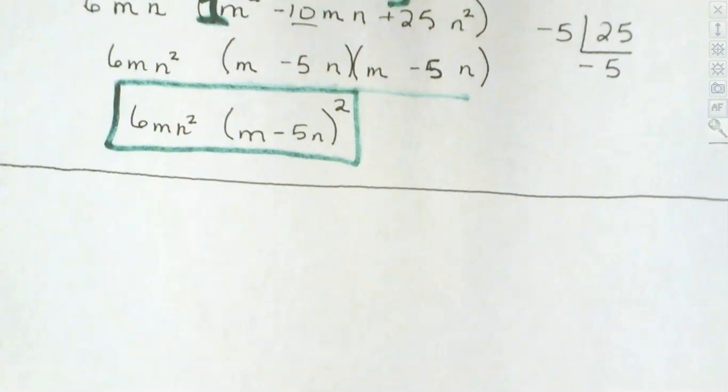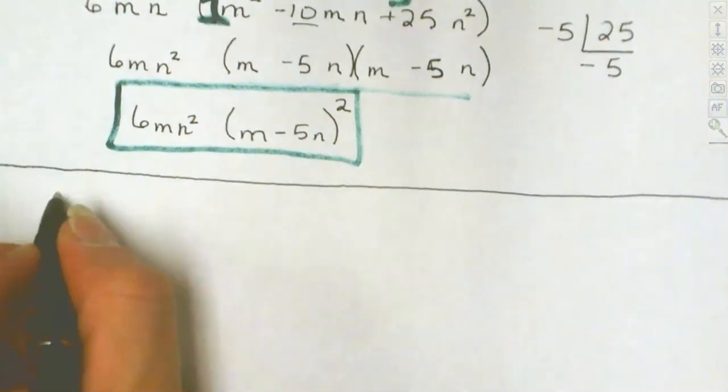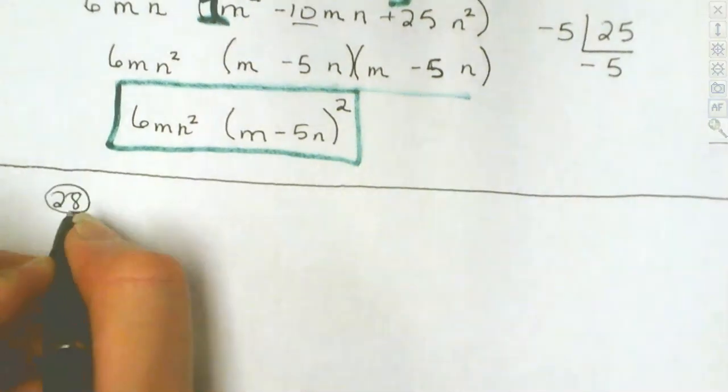Let's look at one of these where we can just jump straight to our factors. How about we look at question 28? We can jump to our factors on question 28.